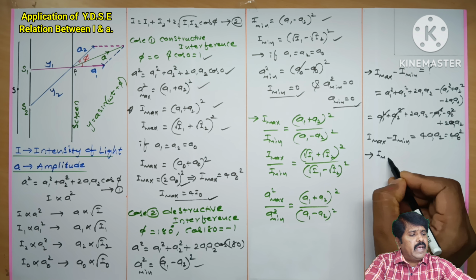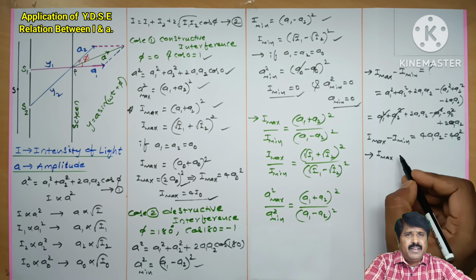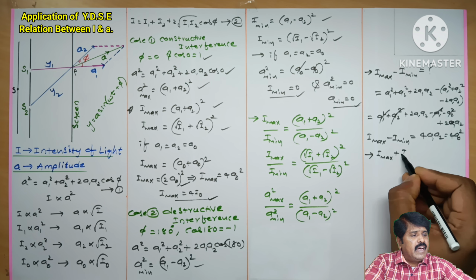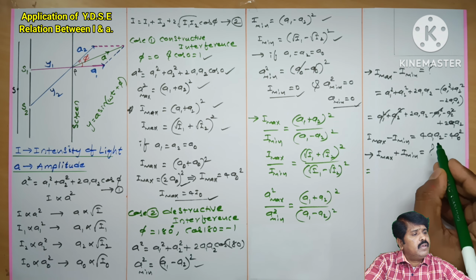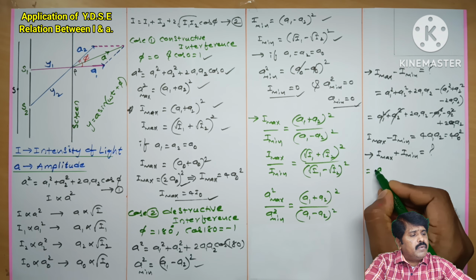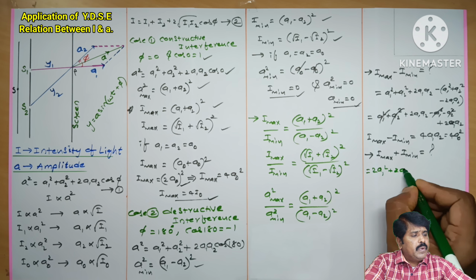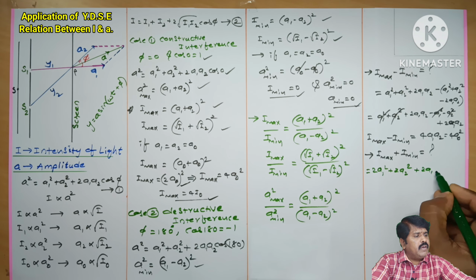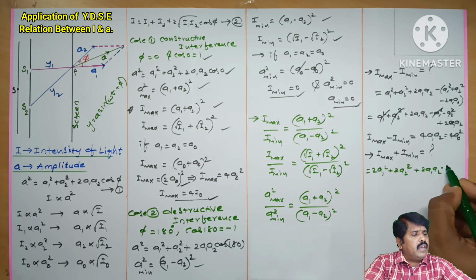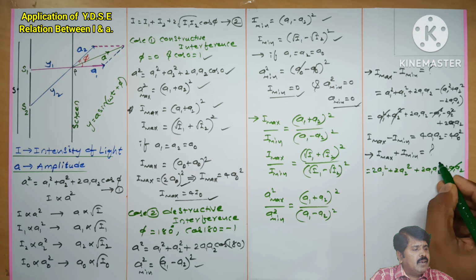Addition: writing I max, next one is addition, I max plus I minimum. Yes student, here 2a1 square plus 2a2 square is common, and plus 2a1 a2 minus 2a1 a2 gets cancelled.